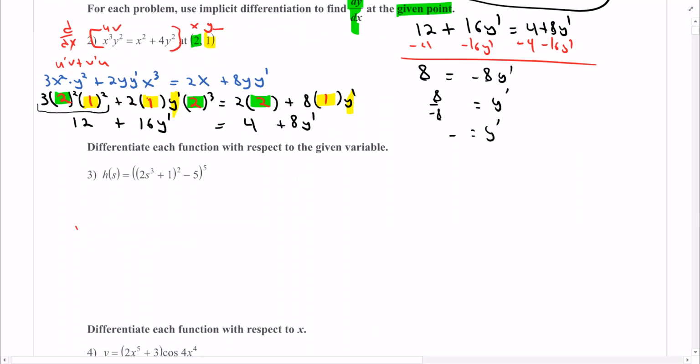So we're just trying to take the derivative. So it's going to become h prime of s equals, first you got to take the derivative of the outside, which is this whole thing. So it's going to be 5, this whole thing to the 4th.